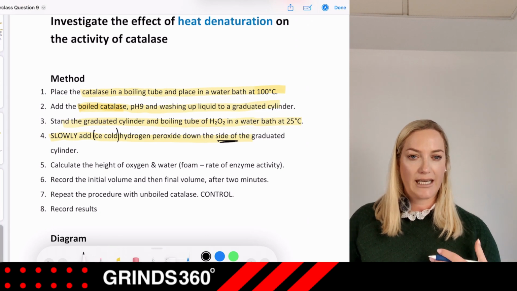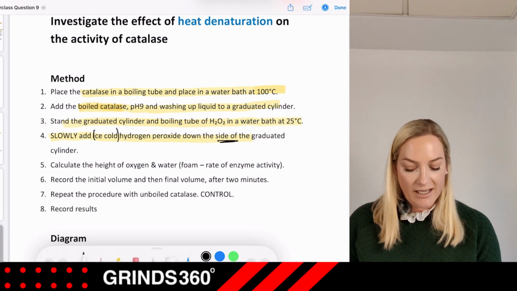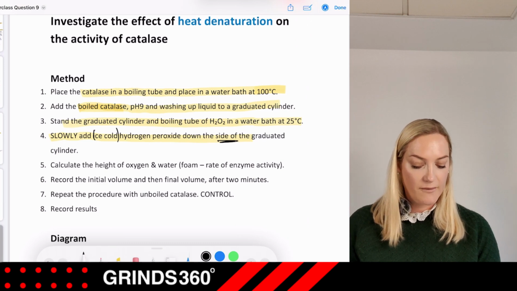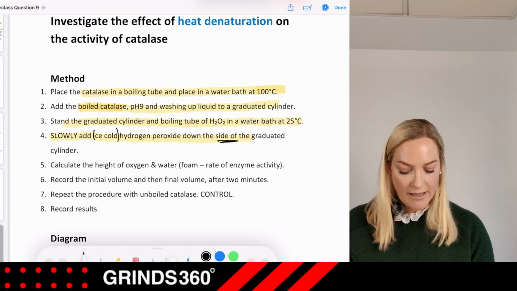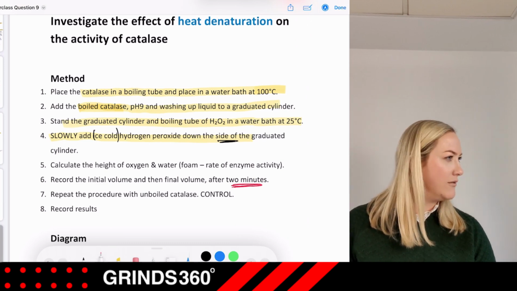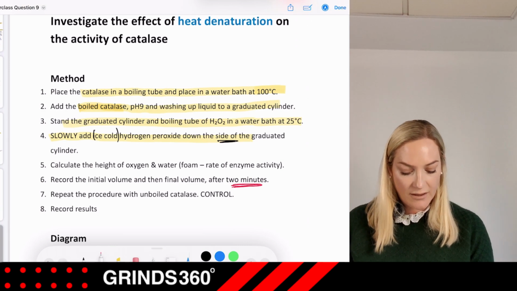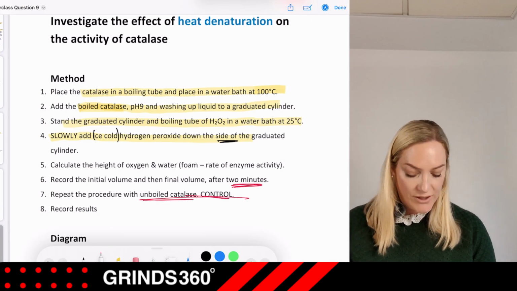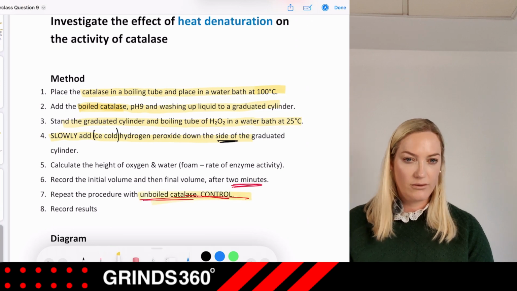And we're going to calculate our initial volume, so the height of the foam. You're going to record the initial volume and then the final volume after 2 minutes. Make a reference there that you're leaving it for 2 minutes. You're going to repeat this procedure with your unboiled catalase, which is your control.